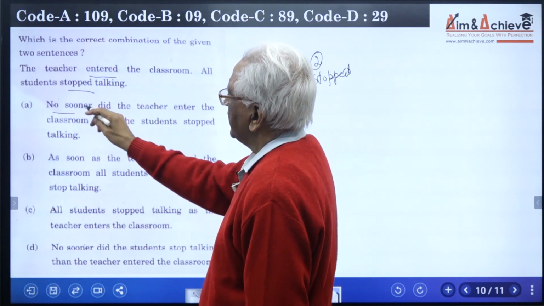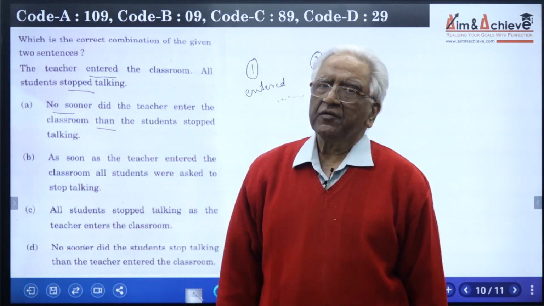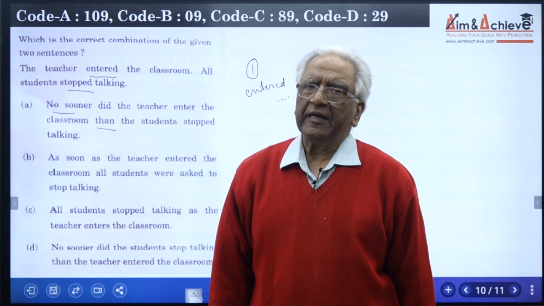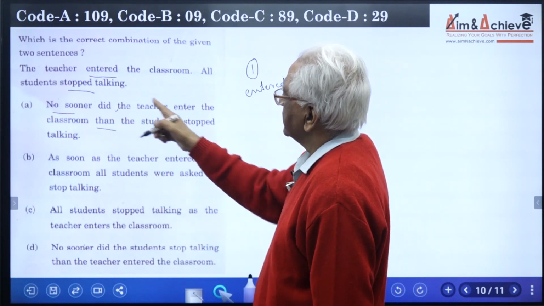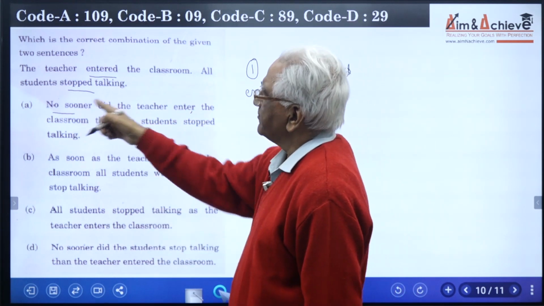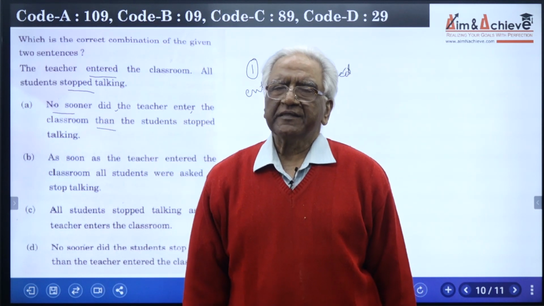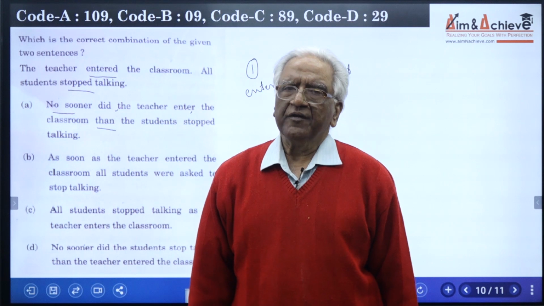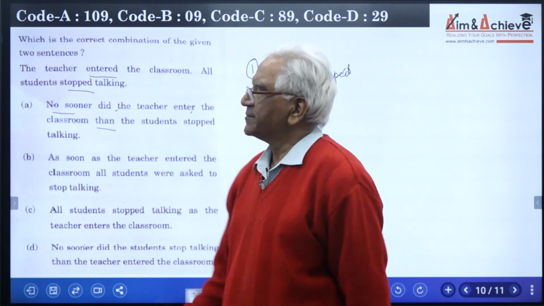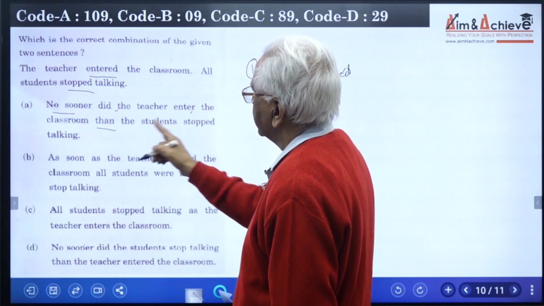Also, another point we should know is whenever we start a sentence with no sooner, the next word is a helping verb, that is did, enter. So to make the pattern correct, we always say no sooner plus helping verb plus subject plus main verb in V1 form. That means the sentence is grammatically correct.